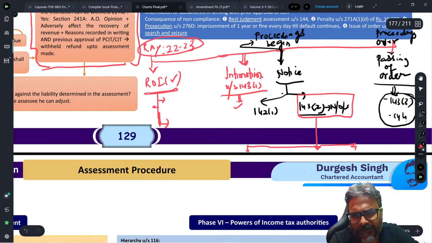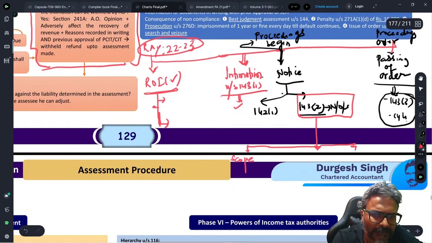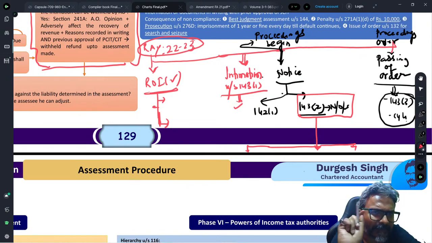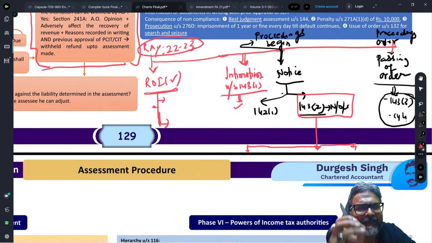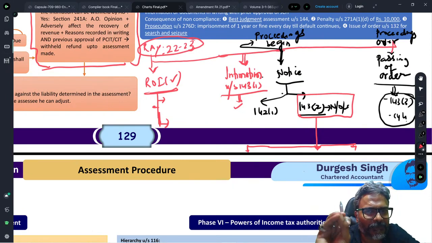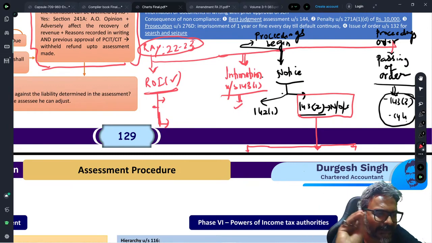And what are the two things there? One is the scope or the objective of the notice of scrutiny. Always keep one thing in mind: when you give the notice, the proceedings start. Once you pass the order, the proceeding is over. Is that clear to all of you?